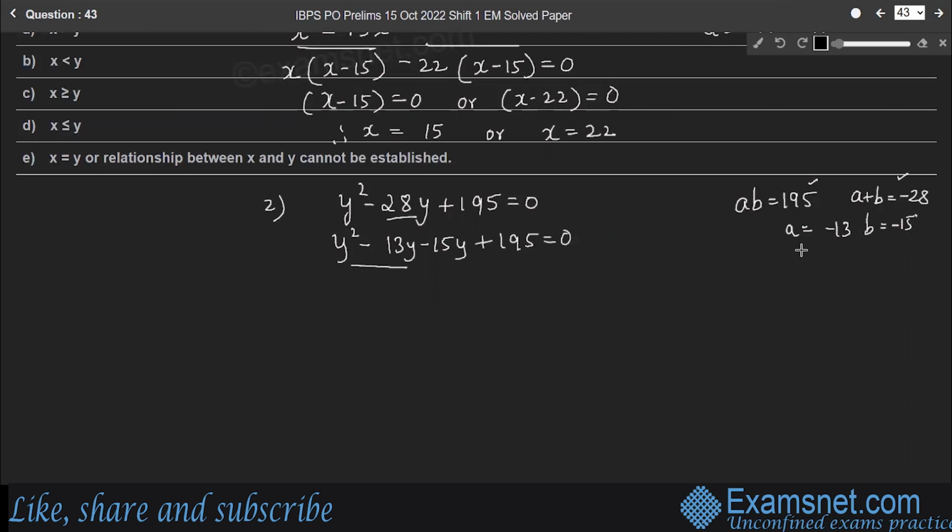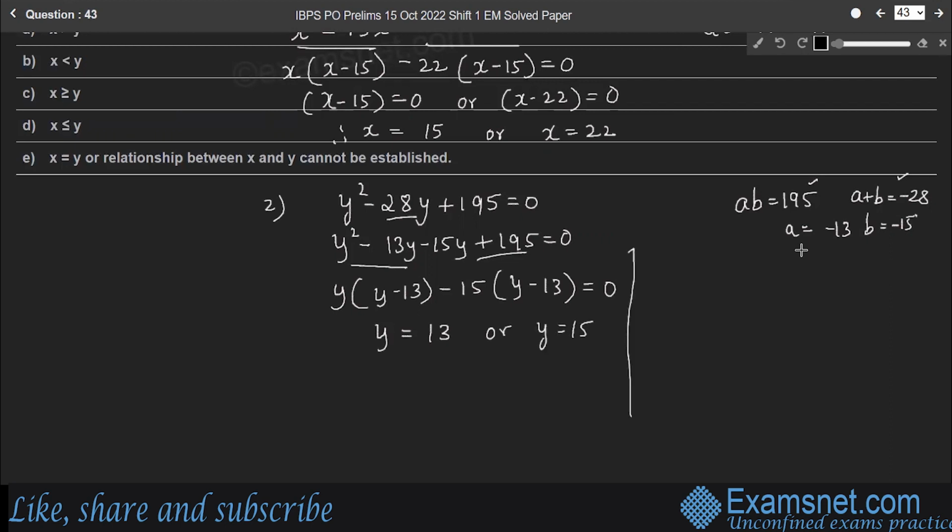Take the first two terms where y is common, into y minus 13. Minus 15 is common in the last two terms, into y minus 13 is equal to 0. Therefore, we have two values for y: y is equal to 13 or y is equal to 15. Now compare the values of x and y, and their relation.